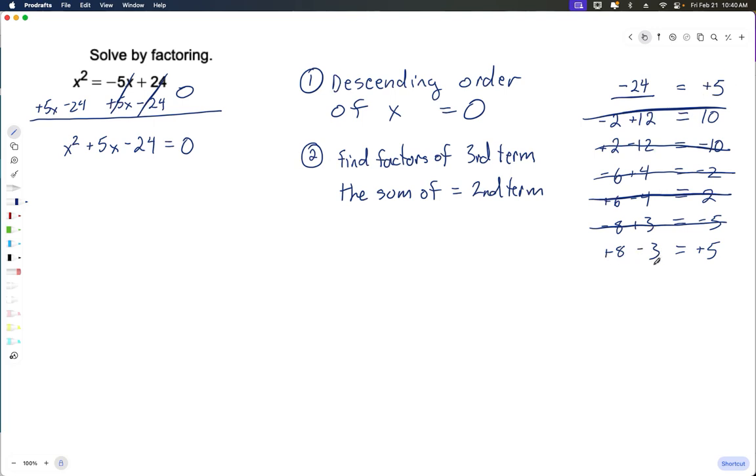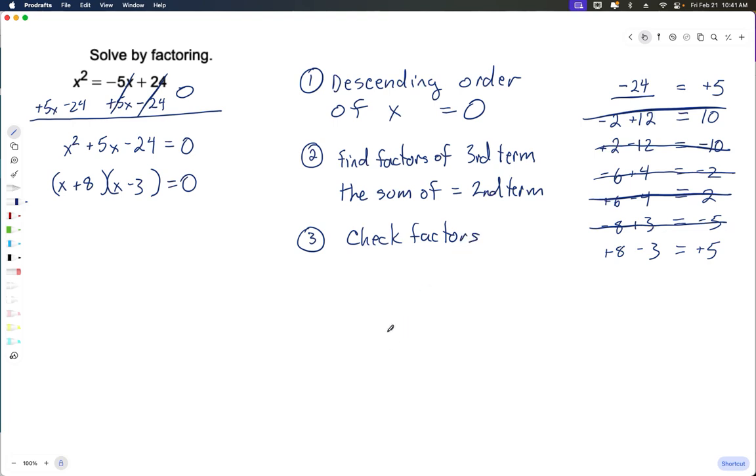So these are the factors for the pair of binomials. Now we've got x plus 8, that's our plus 8, and x minus 3 is equal to 0. Now we can check this, and that's always a good idea, to make sure to check your factors. So I'm going to do that here. Check factors.